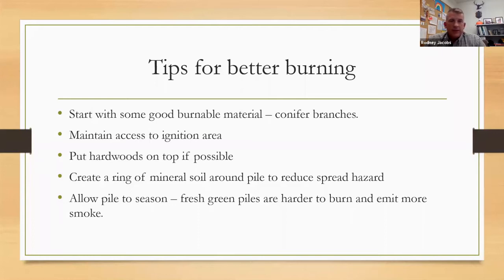So let's maintain access to the ignition area. We'll talk a little bit later about constructing the pile, but as you construct the pile, you're going to create a place to light it, and you just want to maintain access to it. If possible, put your good burnable material on the bottom of the pile, and then put your vine maple, other hardwood type species on top. If you can, create a ring of mineral soil around the pile, and that's going to keep the pile from creeping and creating issues that way, fire spread.